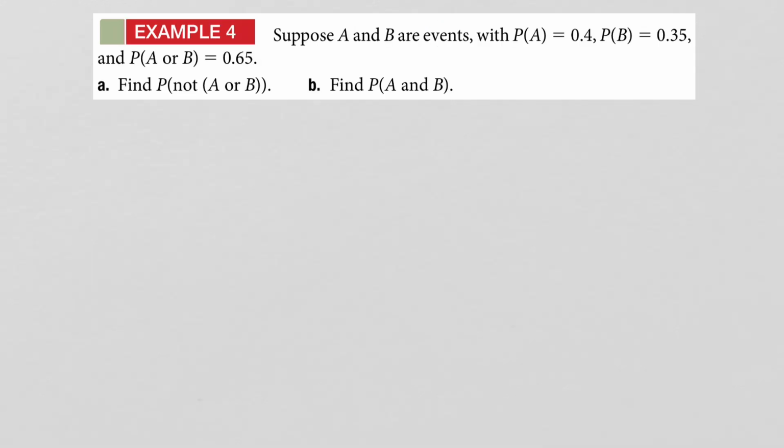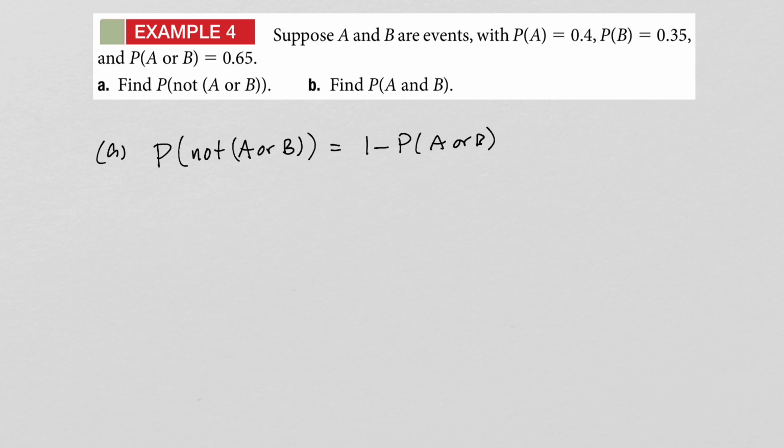Suppose A and B are events with the probability of A is 0.4, the probability of B is 0.35, and the probability of A or B is 0.65. So first we want to find the probability of not A or B. All right, so the probability of not A or B is going to be 1 minus the probability of A or B. And this is 1 minus, what's the probability of A or B? 0.65. And this is equal to 0.35 or 35%.